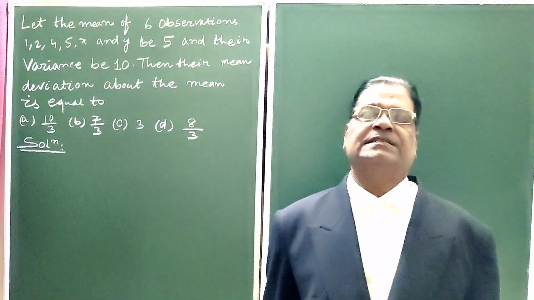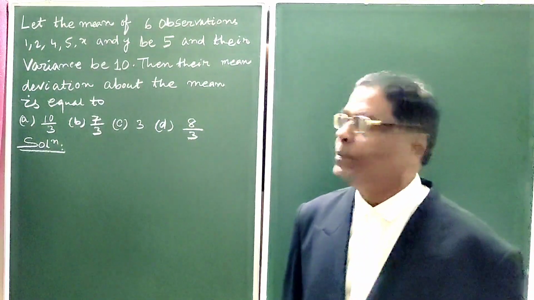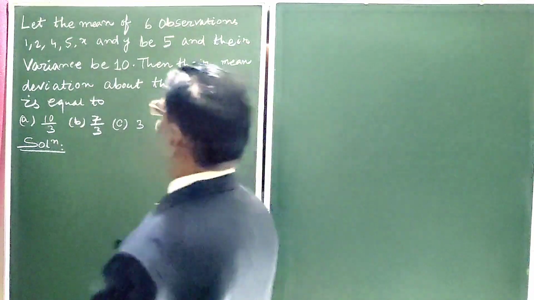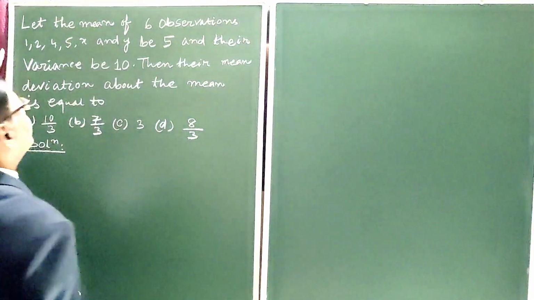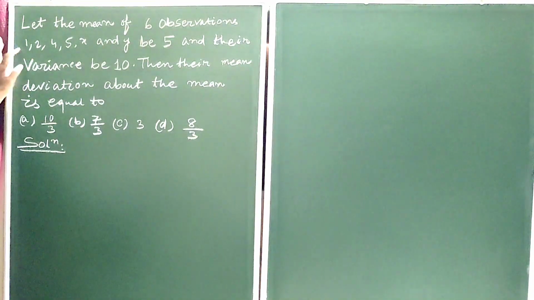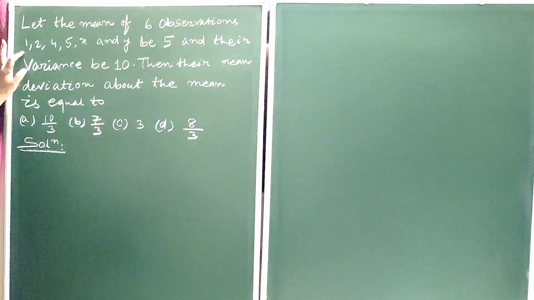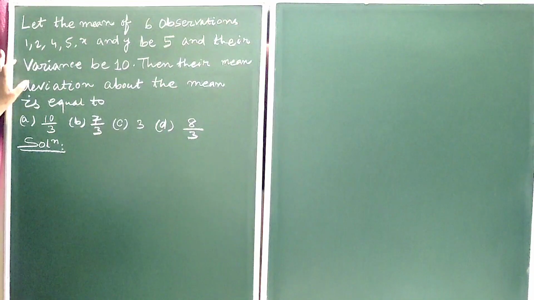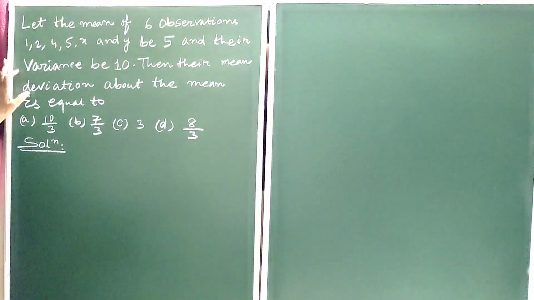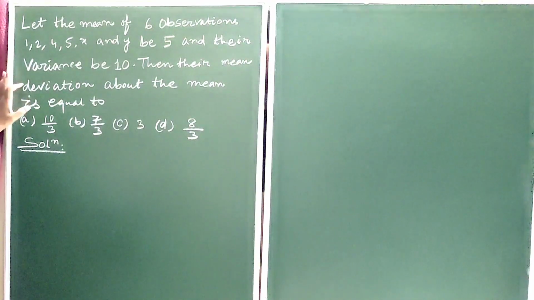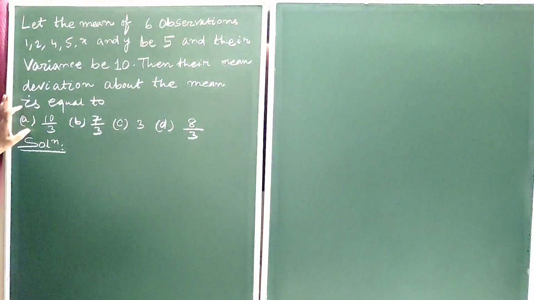Dear students, let us solve a problem from statistics. The question is: let the mean of 6 observations 1, 2, 4, 5, x and y be 5 and the variance be 10. Then the mean deviation above the mean is equal to, choices are given and we have to find the correct answer.